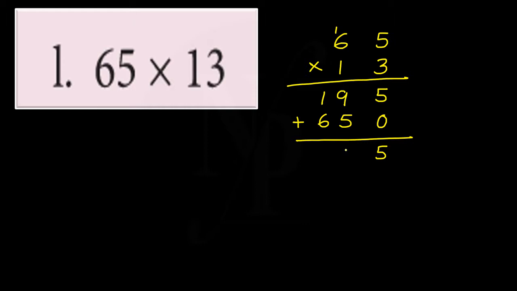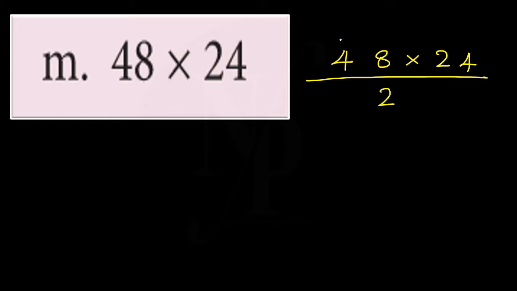9 plus 5 is 14. We write 4 here. 1 is carried forward. 1 plus 1 is 2. 2 plus 6 is 8. Therefore, 845 is the product of 65 and 13.